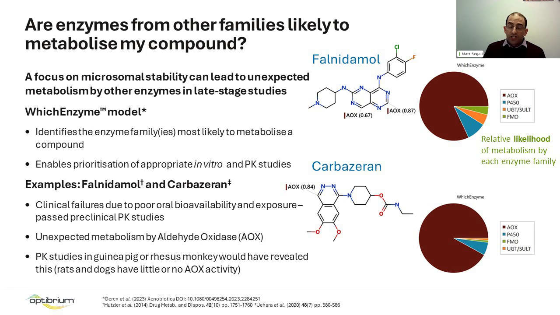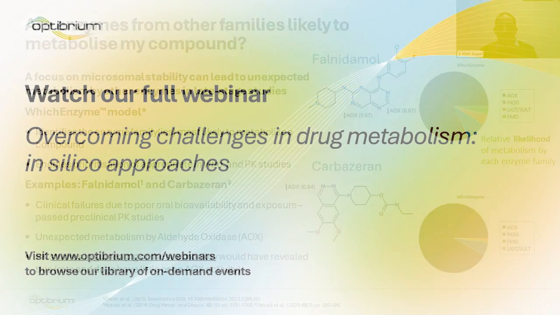So in this case, these predictions that aldehyde oxidase is a very likely candidate for metabolism of these compounds would lead to choose some different experiments to do earlier on in drug discovery, not wait till the clinic, but for example, looking at PK studies in guinea pig or rhesus monkeys. They have good aldehyde oxidase activity, whereas rats and dogs have little or no aldehyde oxidase activity. So this would help to prioritize those in vivo experiments, or indeed look in vitro at hepatocytes, for example.